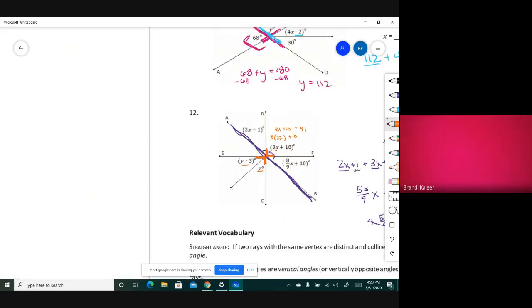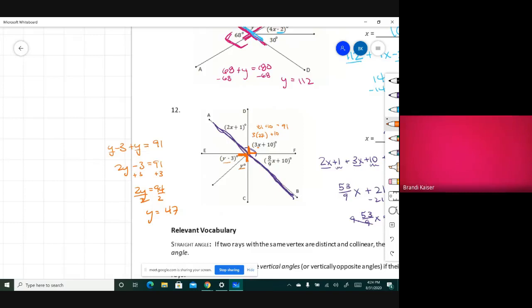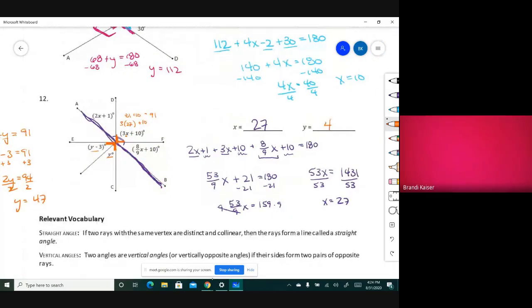Okay. So I'm going to take y minus 3 plus y and set it equal to that 91 we just found. 91. I need to stop writing 90. Okay, combine like terms. Y plus y, that's 2y minus 3 equals 91. Add 3 to both sides. 2y equals 94. Divide by 2. And y should equal 47. Okay. So I plug that into my space over here. Okay, and I have now solved for x and y.